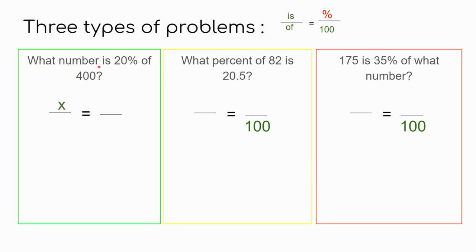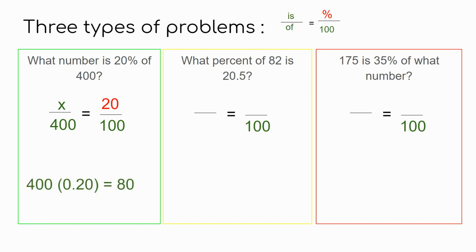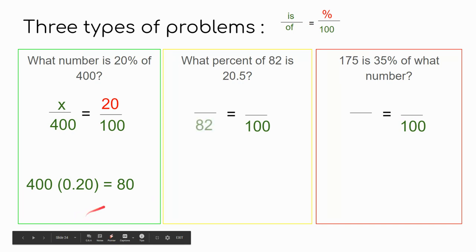Because it says what number is, I do not know my is value. And so I'm going to put an X, like a question mark, in the is box. And then it says of 400, so I'm going to put the 400 in the of box. And then I know the 20 because it told me 20%, and that's out of 100. Okay. So you could do your handy dandy cross multiplication here if you wanted to, or you could simplify your numbers, or you could just take 20% as a decimal multiplied by 400, and that's 80. Now, if you tested yourself and did 80 out of 400, you should get 20%, 1/5.